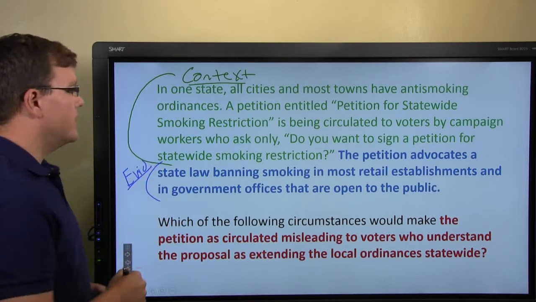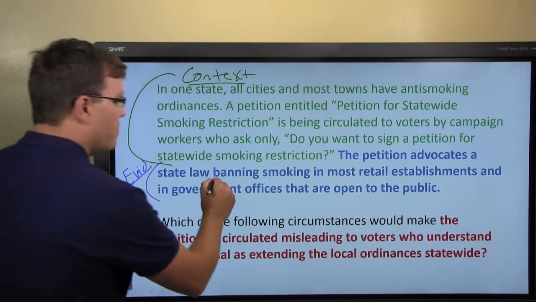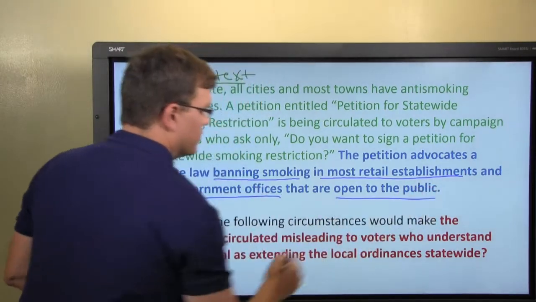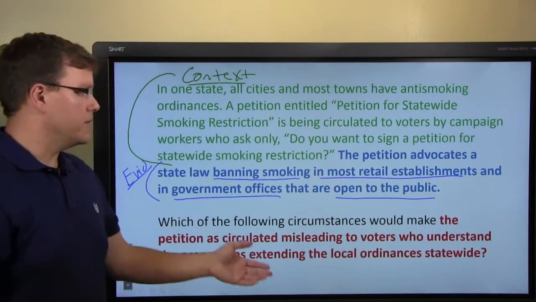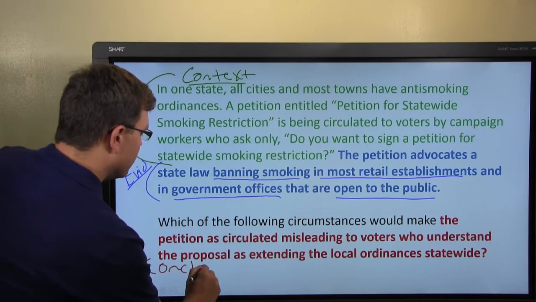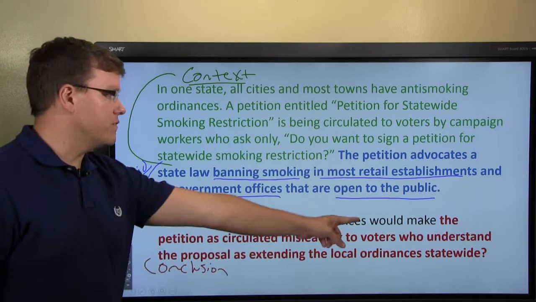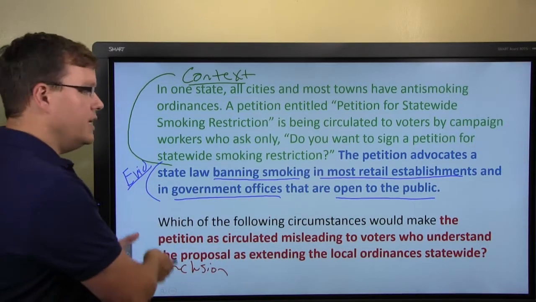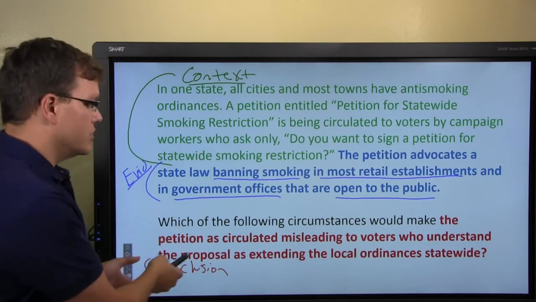And the evidence for the argument is telling us what this petition is actually advocating. The petition advocates a law banning smoking in most retail establishments and in government offices that are open to the public. Okay? Now, then we have to focus on the actual conclusion to this argument, down here in the question stem. Here's our conclusion in red, and the conclusion states, basically, the petition is going to be misleading to voters who understand the proposal as extending the local ordinances statewide. So we really need to find an answer choice that will strengthen this as a conclusion.